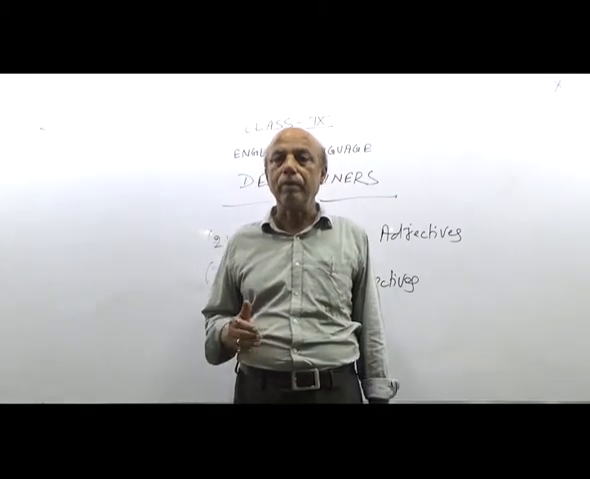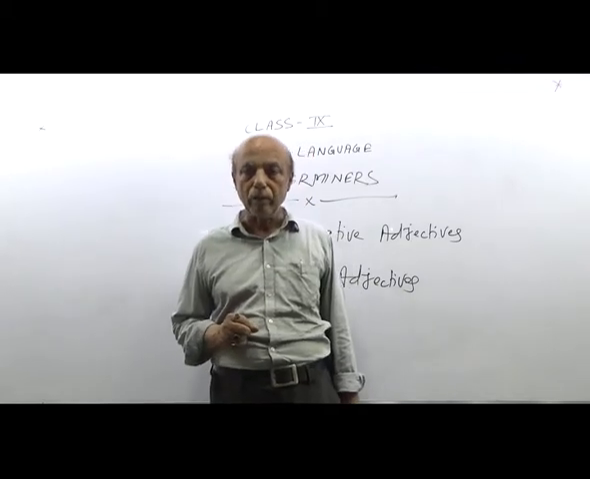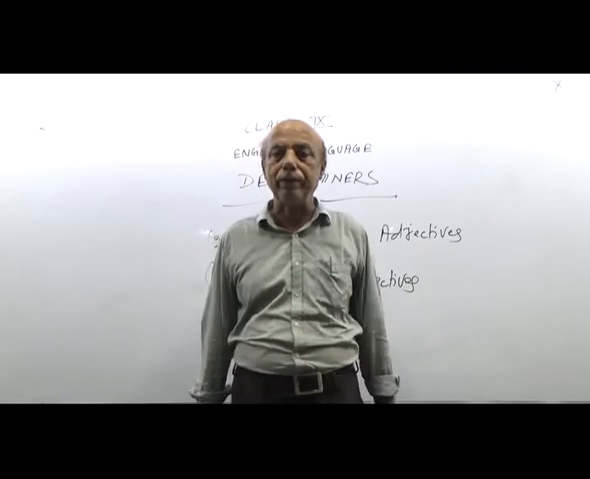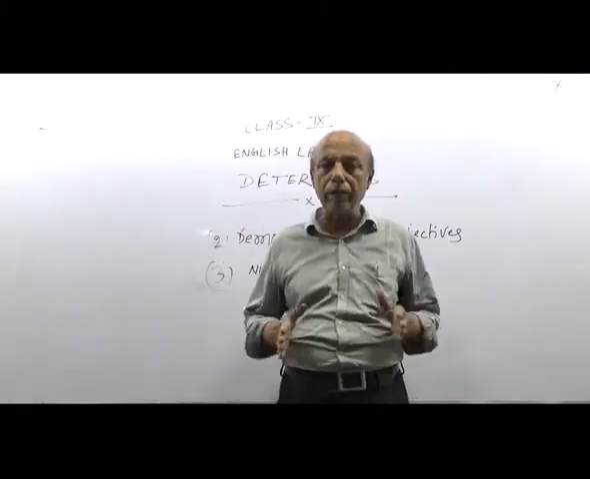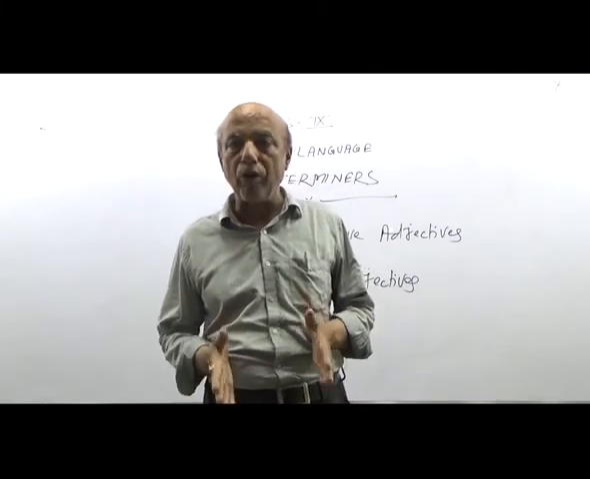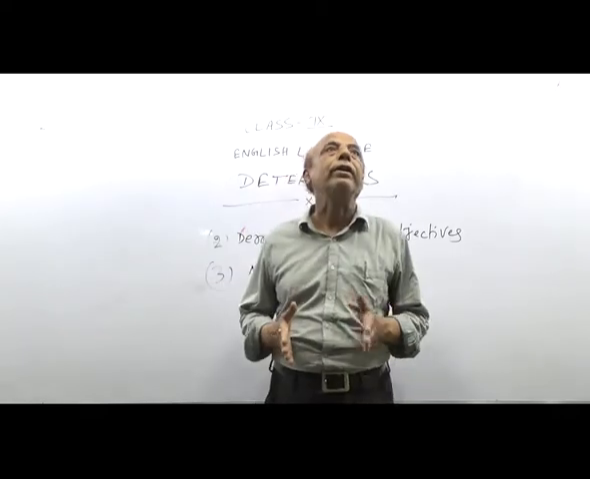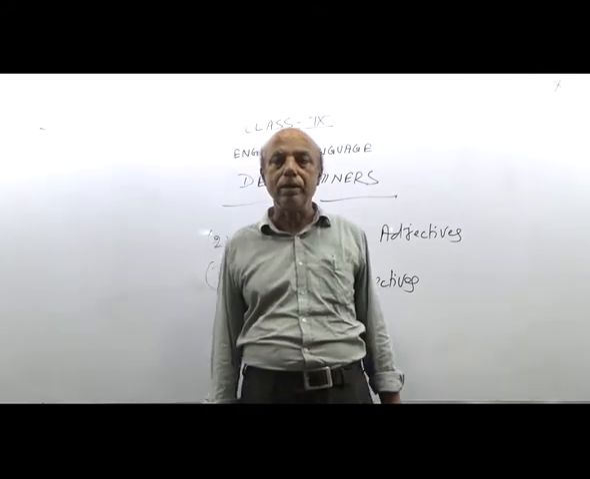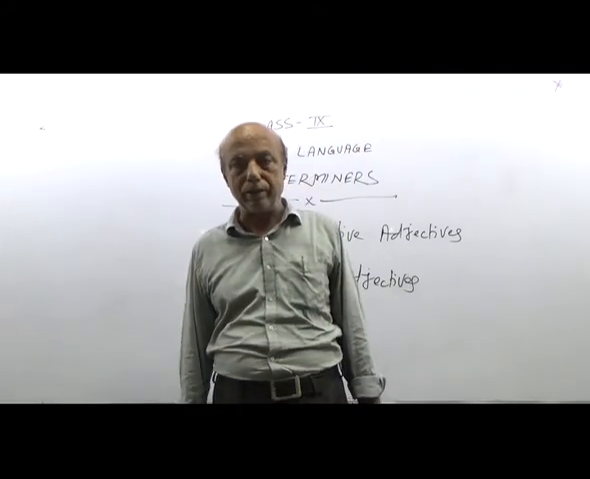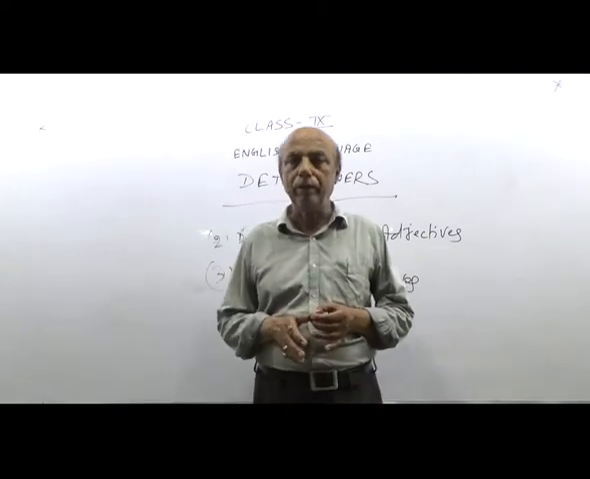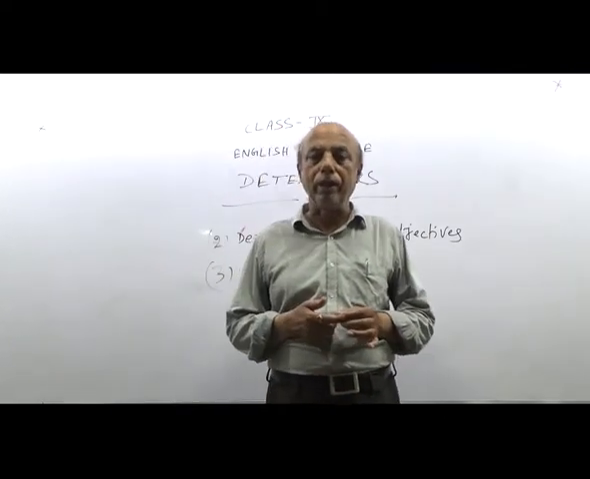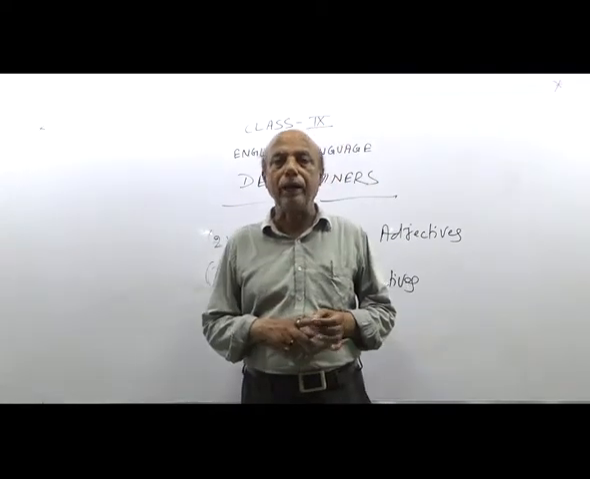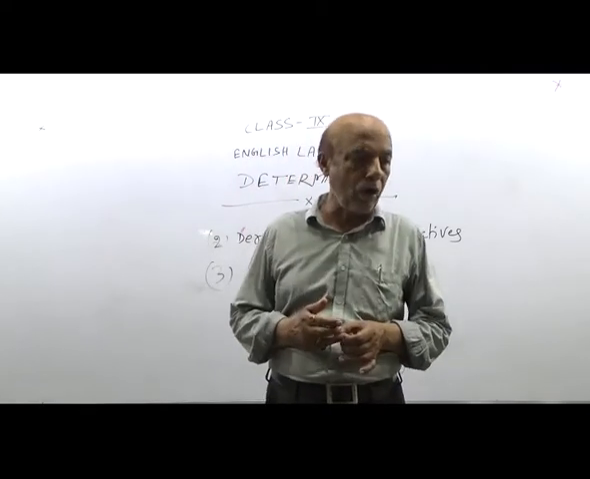Quantitative determiners: I have little money. Much money has been spent over the marriage party. These are called examples of quantitative determiners. Again I am repeating. First part is articles. Second part is numerals. Numerals have been divided into three parts: definite, indefinite, and distributive. Third part is called quantitative.